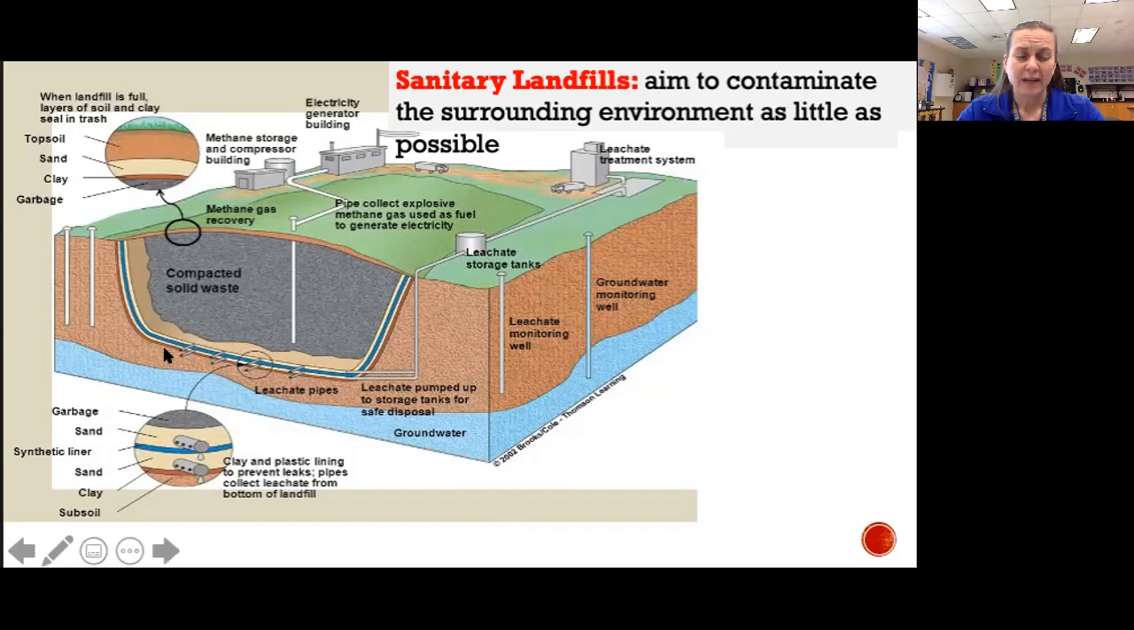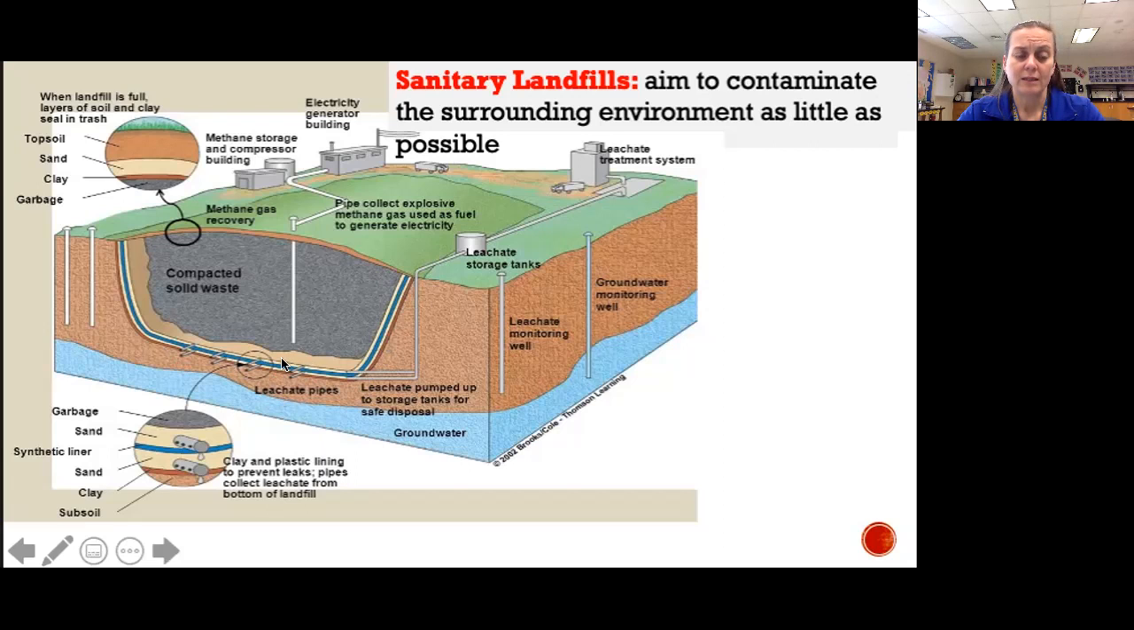Sometimes they're lined with plastic, not very often for large landfills, but sometimes they are lined with plastic as well. Above that layer of clay, there's usually going to be a layer of sand, maybe a layer of landscaping fabric or some sort of synthetic fiber, followed by another layer of sand. And the idea is that the sand allows water to percolate through.